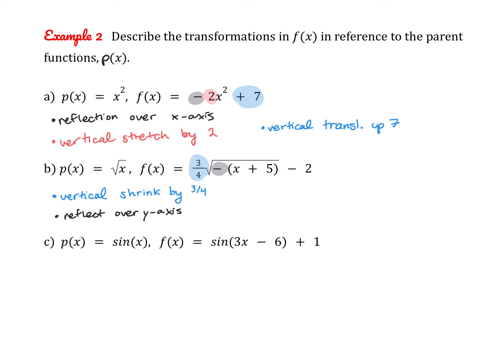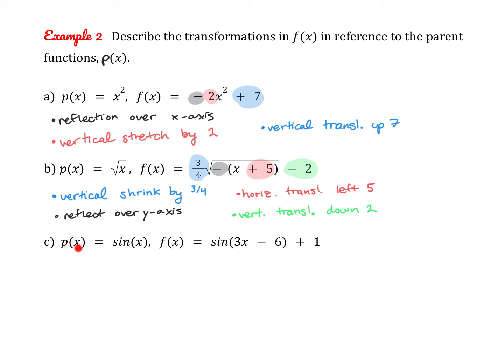The next thing I see is that we are adding 5 to x, so it's specifically grouped with x, so that means it's horizontal. This is a translation because we're adding. Remember, it moves in the opposite direction for x, so this is actually going to go left 5 units. And the last thing I see is outside of our radical. It's not grouped with x, and so that means it's going to be vertical. So this is a vertical. It's a translation because we're subtracting, and it's going to go down 2.